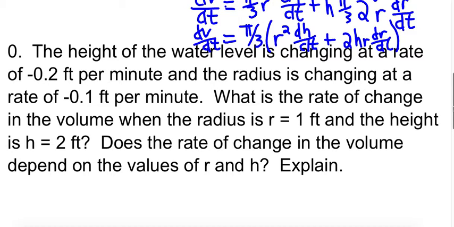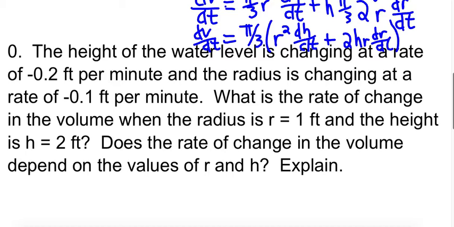The height of the water, okay, so we're draining water out of this cone. The height is changing at a rate of negative 0.2 feet per minute. The radius is changing at a rate of negative 0.1 feet per minute. We want to know how fast the volume is changing when the radius is 1 and the height is 2. Let's take a look at what we have here.